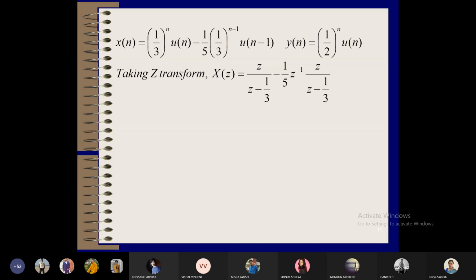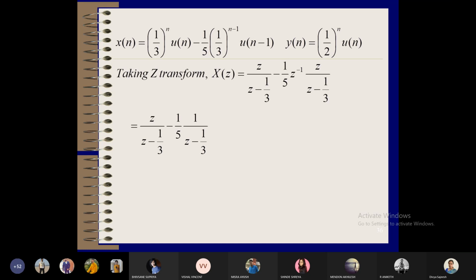Now minus 1 by 5. Now we have the shifted signal. It is 1 by 3 raised to n minus 1 and u of n minus 1. So the shifted signal will be multiplied by z inverse. So z inverse into z upon z minus a. Okay, z inverse, shifted by only one unit. So it is z inverse into z upon z minus a, where a is 1 by 3. Now that z inverse and z will get cancelled.